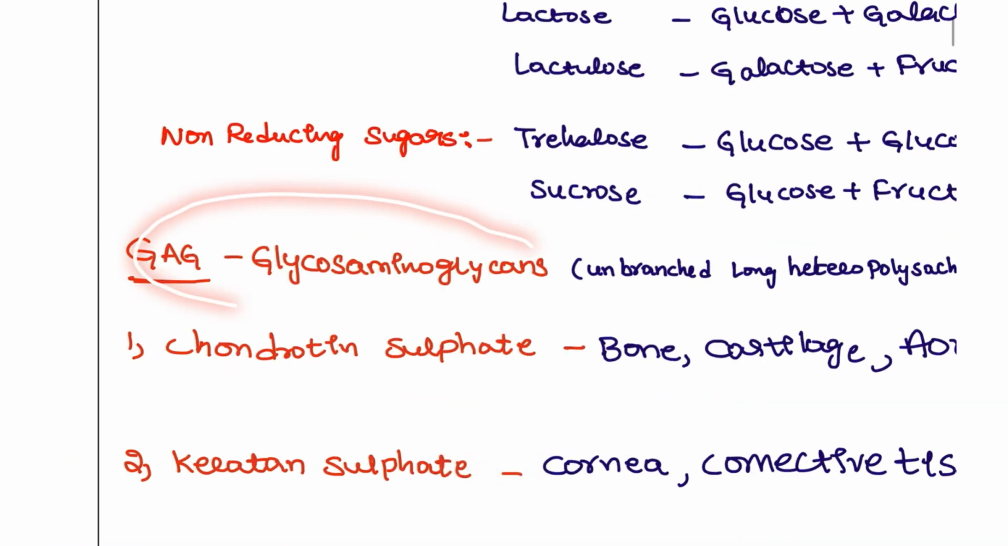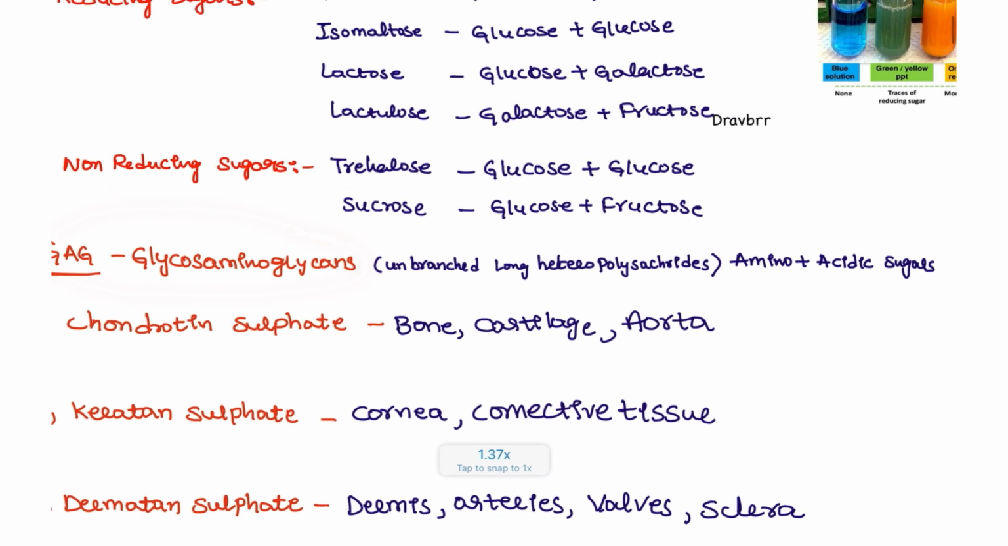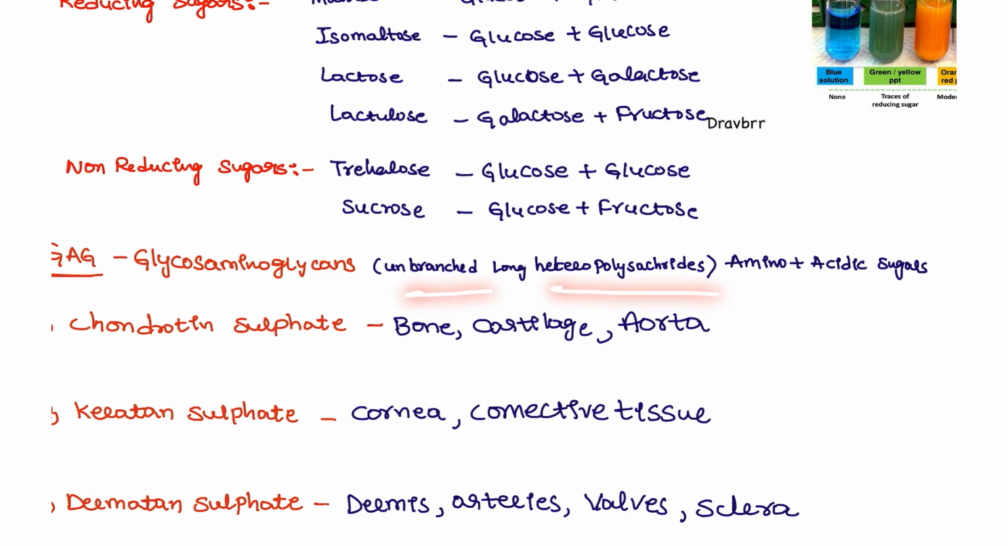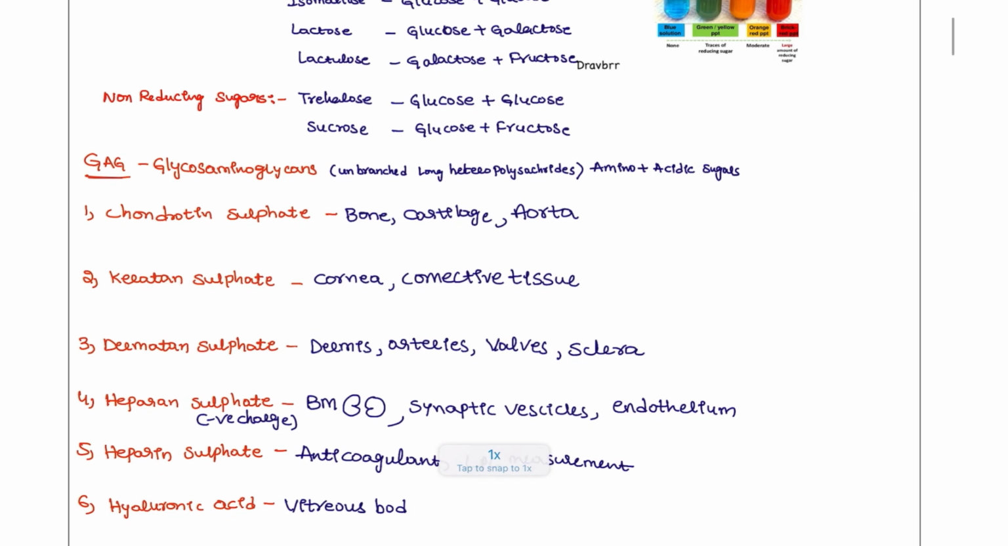Now we will be discussing the glycosaminoglycans. What are the glycosaminoglycans? They are unbranched long heteropolysaccharides, amino and acidic sugars. So these are the examples. Let's see. Chondroitin sulfate is present in the bone, cartilage and aorta.